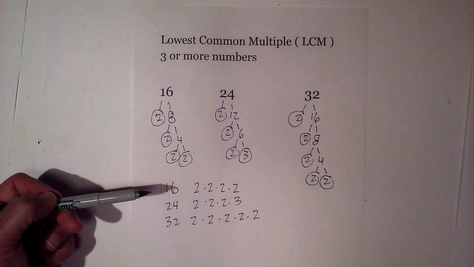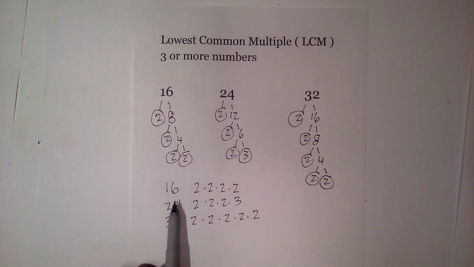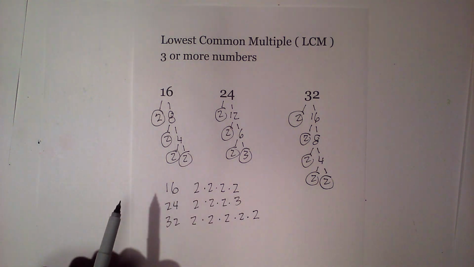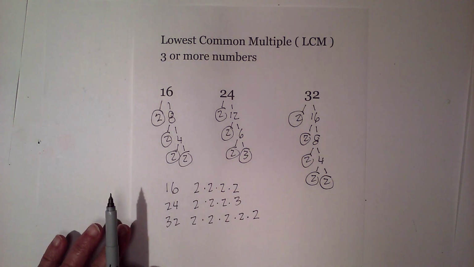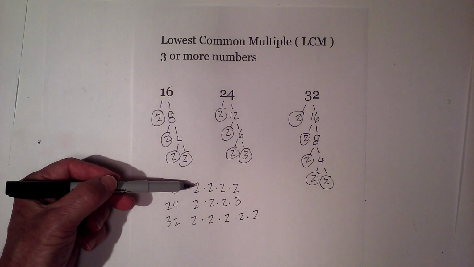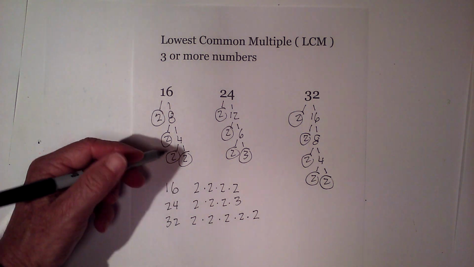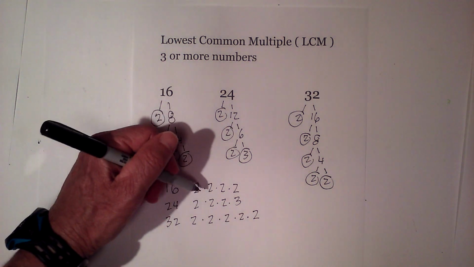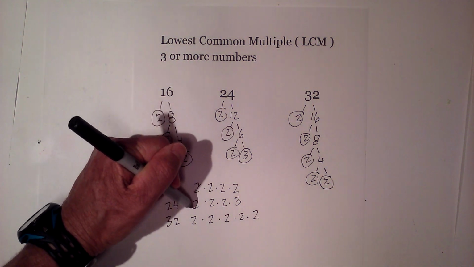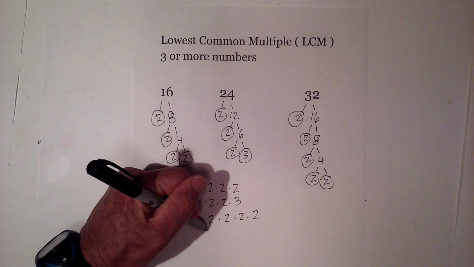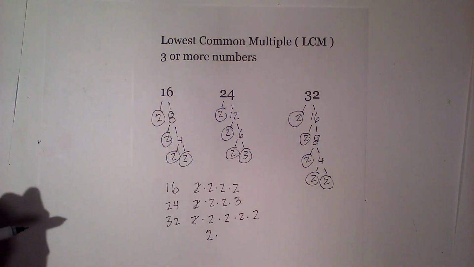Now, to find the lowest common multiple, all you do is multiply all these prime numbers together. However, you need to follow one simple rule. If the prime number is in more than one of these numbers, then you just use it once. And I'll show you what I mean. First, we have a 2. But it's found in all 3 numbers. So I will just write 1, 2.